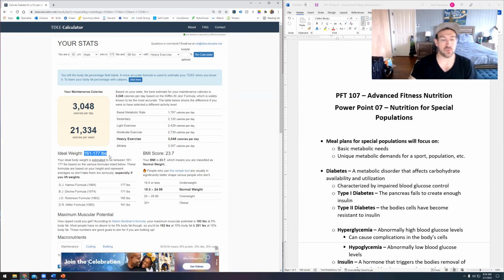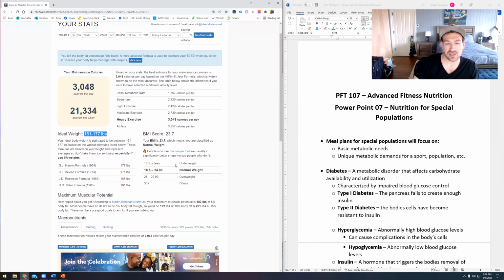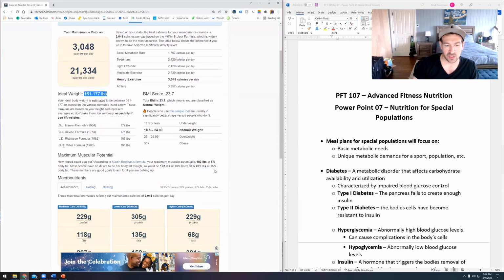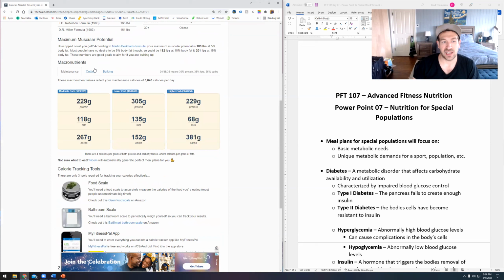So then it shows us what their ideal body weight would be. This is a pretty decent formula, and then we have a breakdown. If they're going for a cut, if they're going for a bulk, if they're going for maintenance, based on a moderate carb, which is my favorite, low carb or high carb diet.